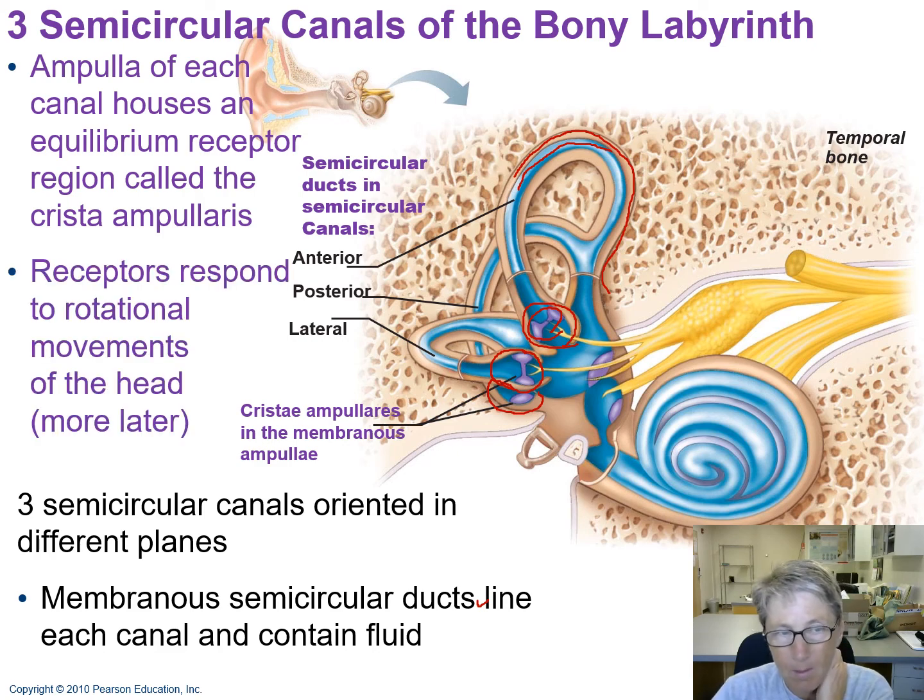And these equilibrium receptors that look like little purple dumbbells in the ampulla of each canal contain receptors that respond to rotational movements of the head. So remember, these guys in the utricle and saccule, they'll respond to static equilibrium. These guys in the ampulla respond to rotational equilibrium.